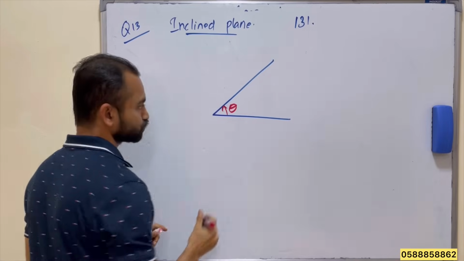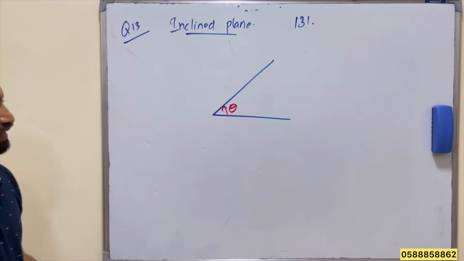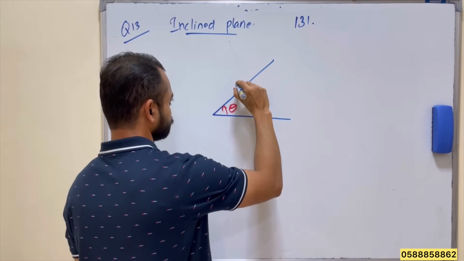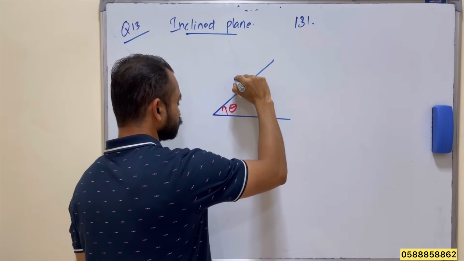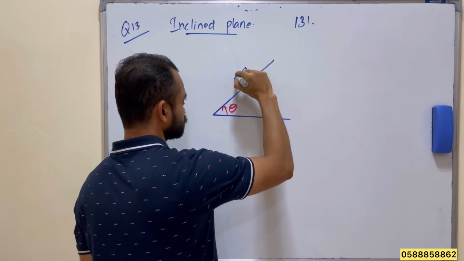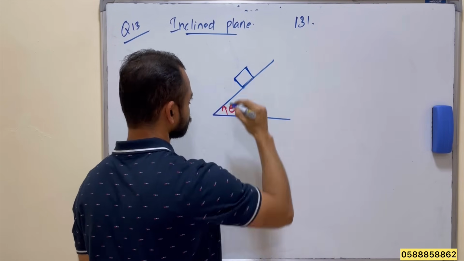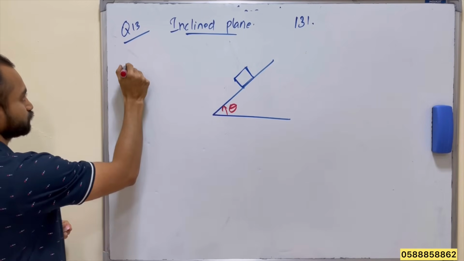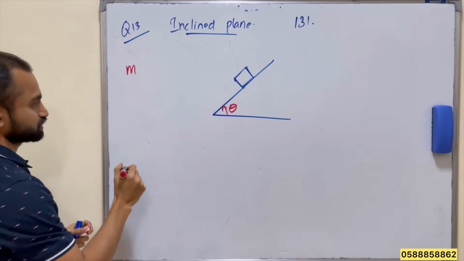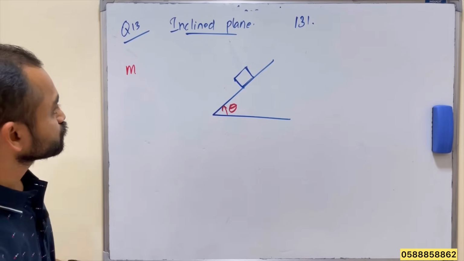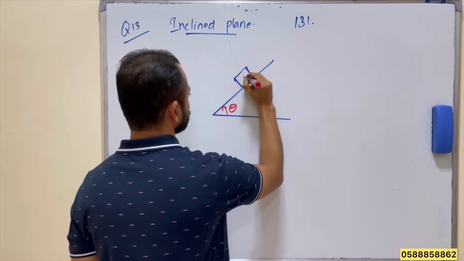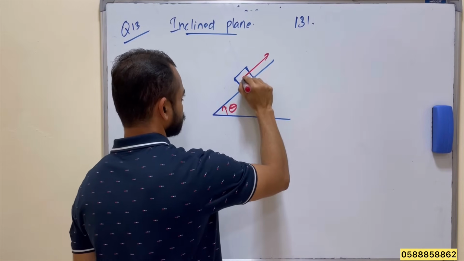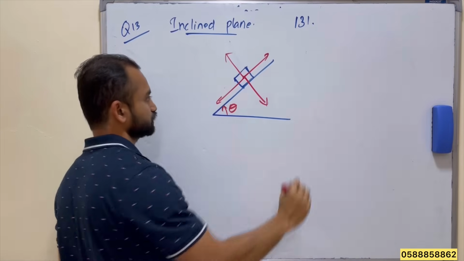This angle is called the angle of inclination, which we will represent by theta, and there is an object here. An object is resting on this inclined surface. The mass of the object will usually be given, so we write m as the mass of the object. First we draw a dot here and draw 4 lines. 1, 2, 3, 4. It's very easy.